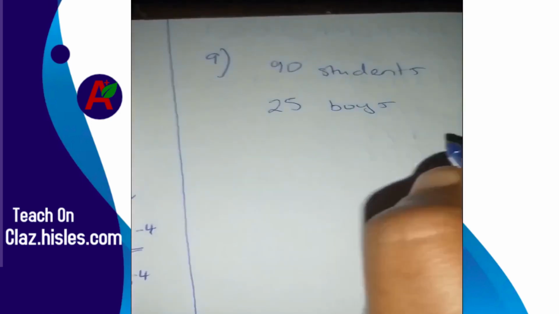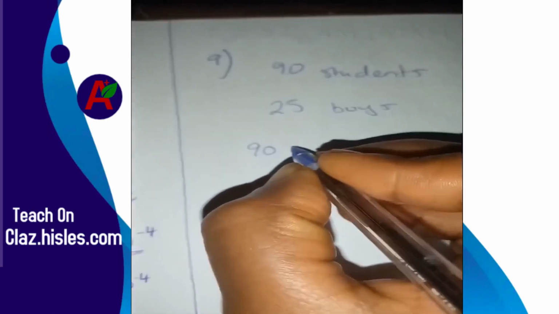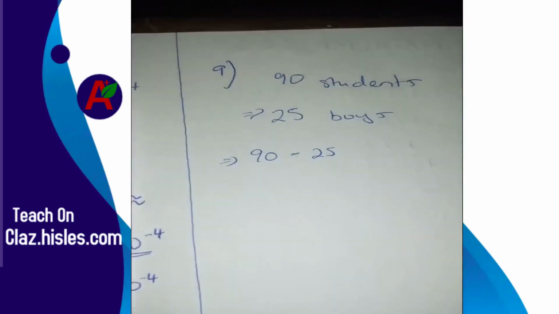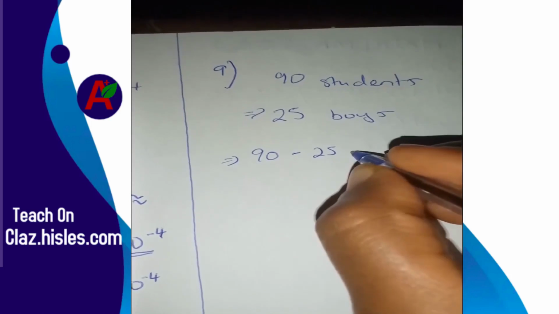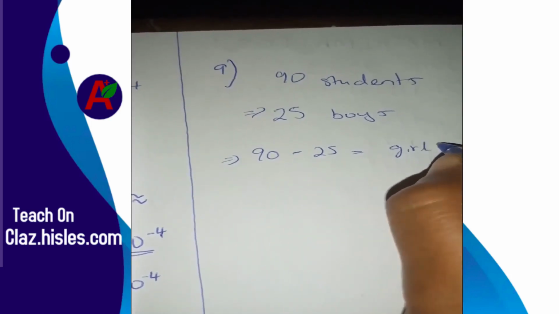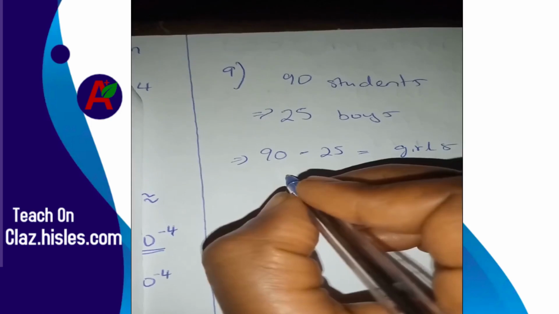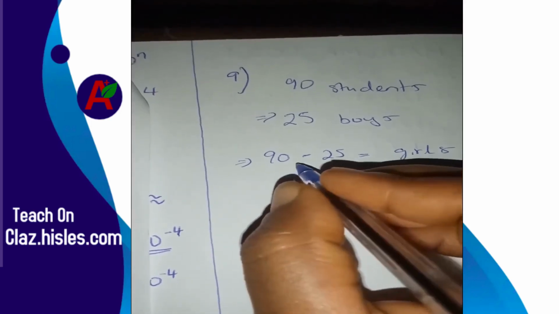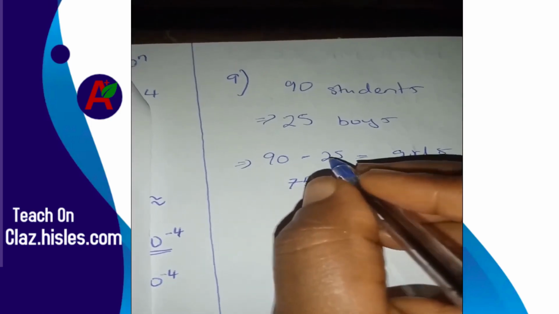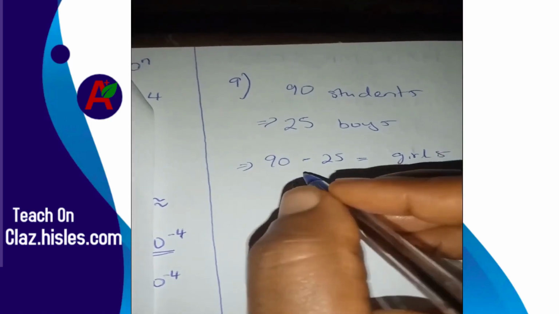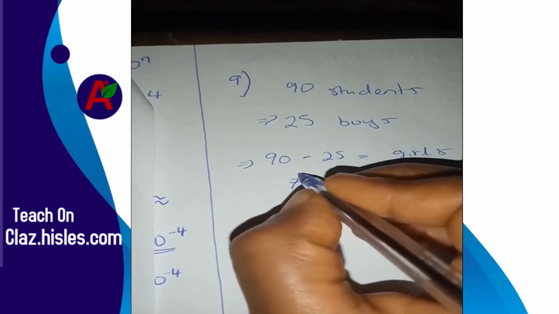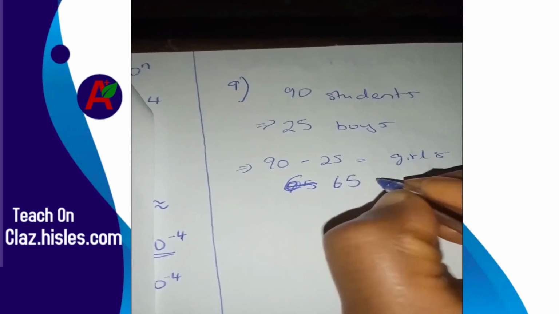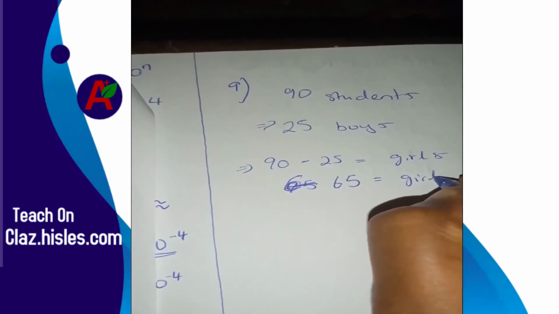This means that 90 minus 25 is going to give us the number of girls. 90 minus 25 is 75. Let's see, it's 65. 90 minus 25 is 65 instead. So we have 65 girls.